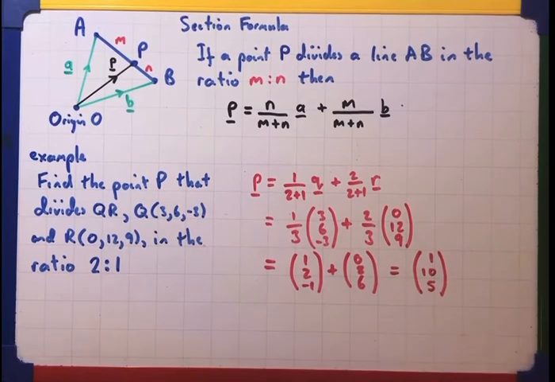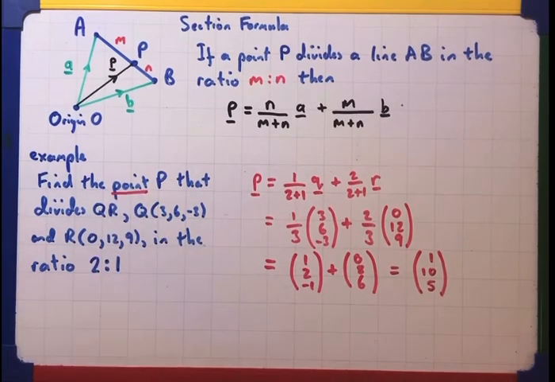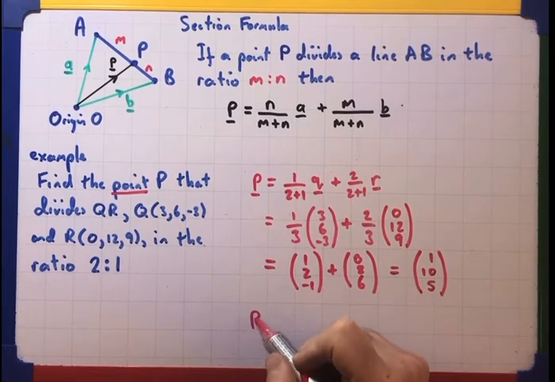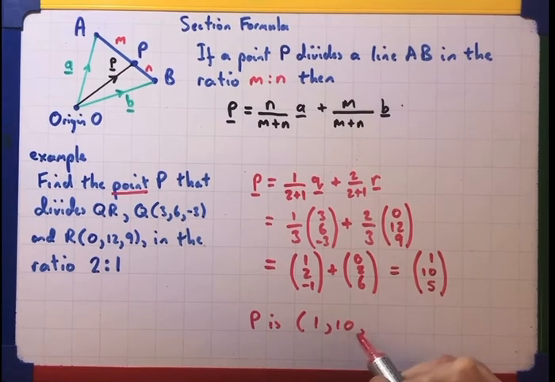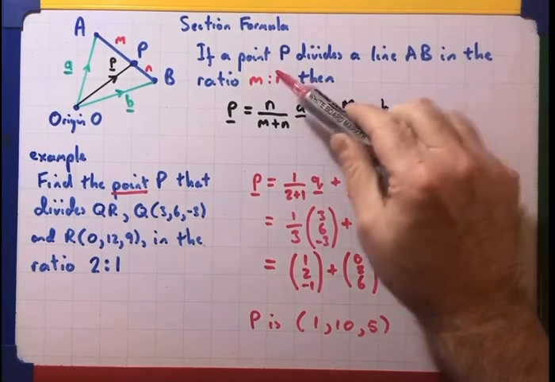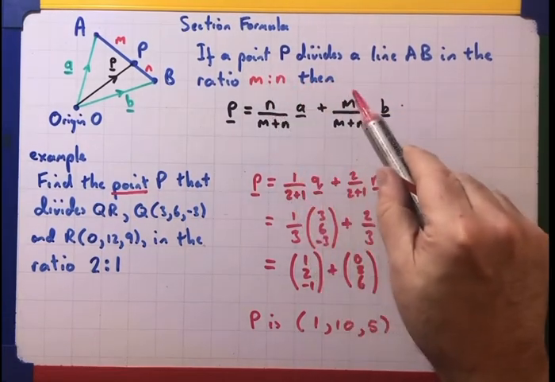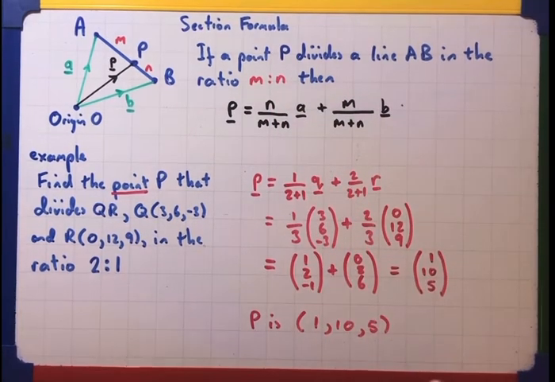But if I leave it like this, I'm going to lose a mark because they've asked me to find the point. Point means coordinates. So you need to turn the position vector back into a point. So P is the point 1, 10, 5. So we make sure we write it like that. The only catch with these questions is remembering the m goes with the second bit and the n goes with the first bit. If you remember that, you won't get these ones wrong.